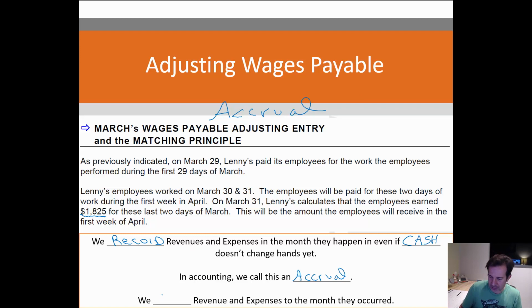And part of that is that idea of matching. We match up revenue and expenses to the month that they happened in. All right? So, real easy entry right here.